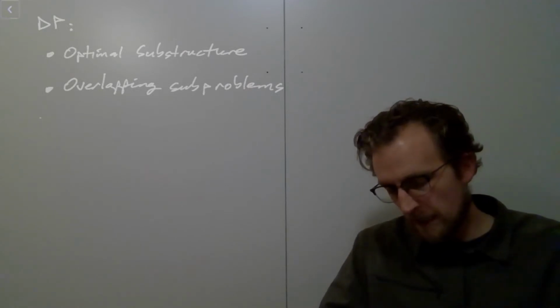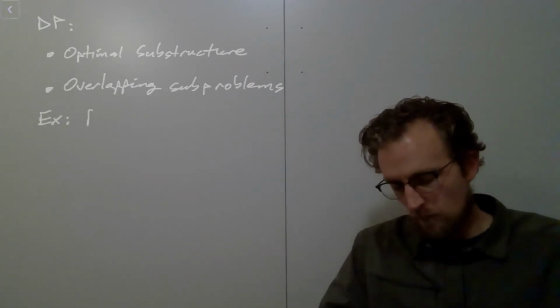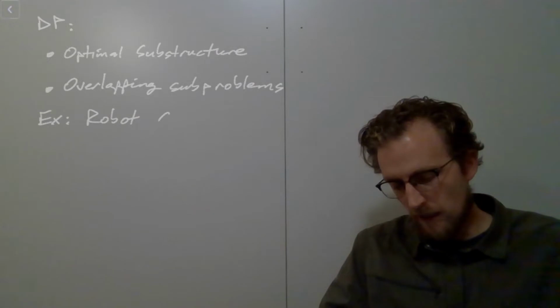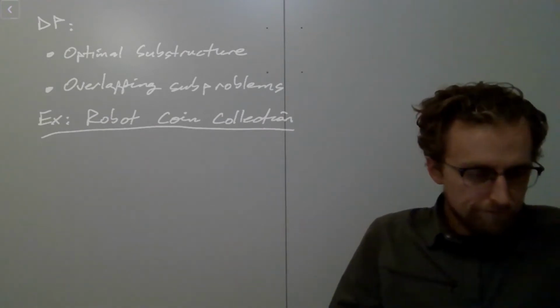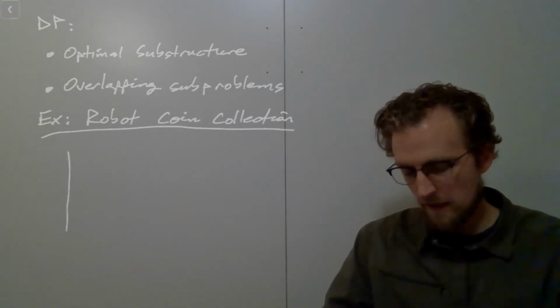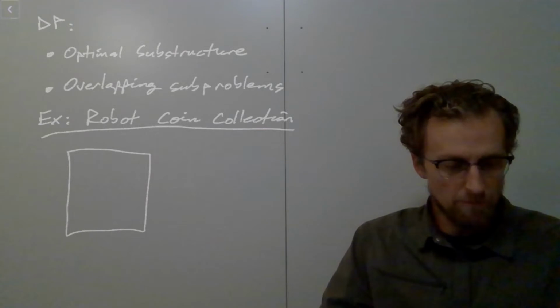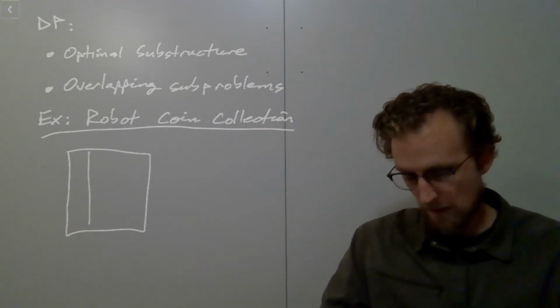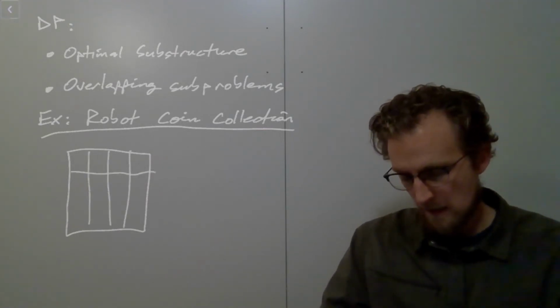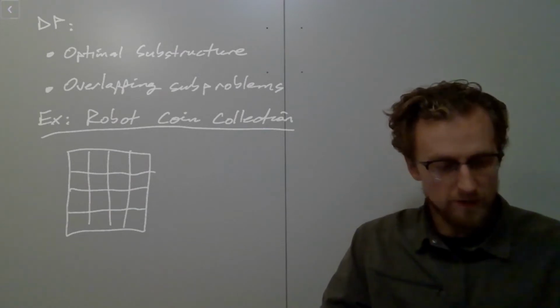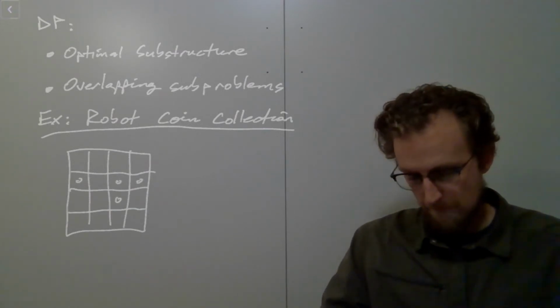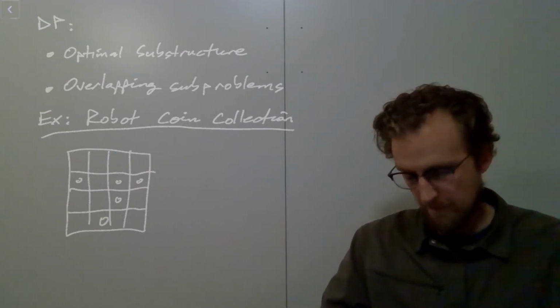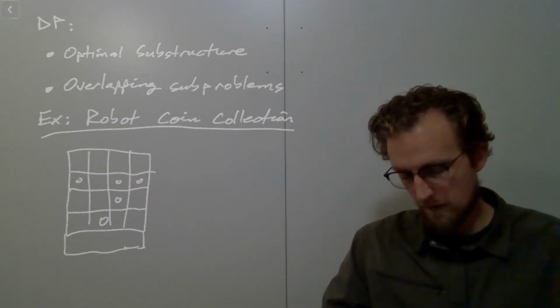And so the example I like is the robot coin collection. The way this problem works is I have a grid, let's say this is a 4x4 grid. And then I have some of these spaces filled with coins. Make it a 4x5 grid.